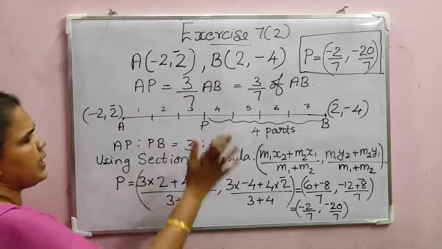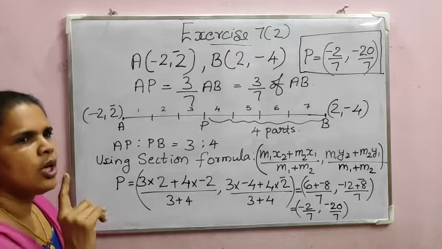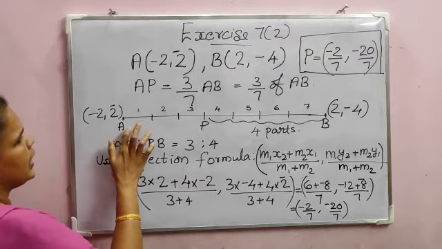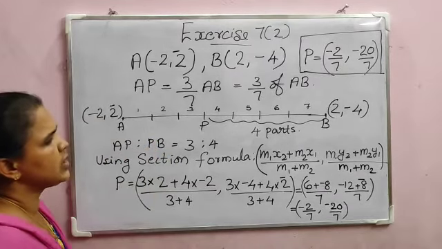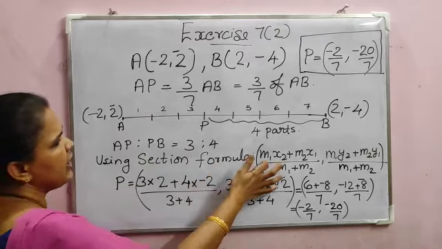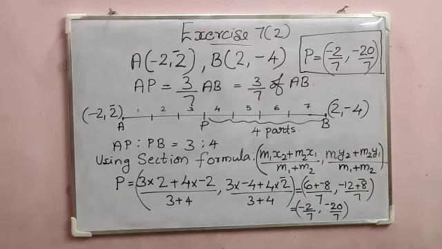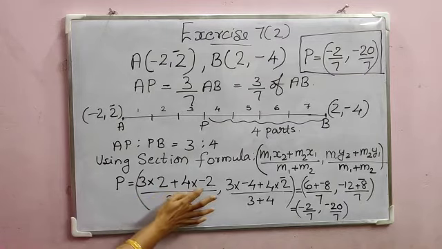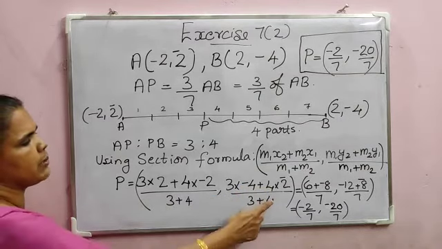AP is equal to 3 by 7 AB is given. We can understand from the statement that AB is divided into 7 parts. So A to P is 3 parts and P to B is 4 parts. So AP is to PB is equal to 3 is to 4. Using the section formula, (m1 x2 plus m2 x1) by (m1 plus m2), comma (m1 y2 plus m2 y1) by (m1 plus m2), here we can apply: P is equal to (3 into 2 plus 4 into negative 2) by (3 plus 4), comma (3 into negative 4 plus 4 into negative 2) divided by (3 plus 4).